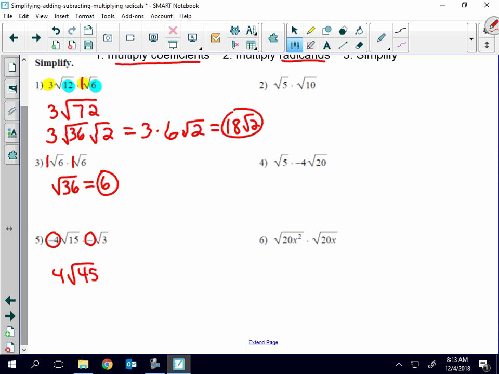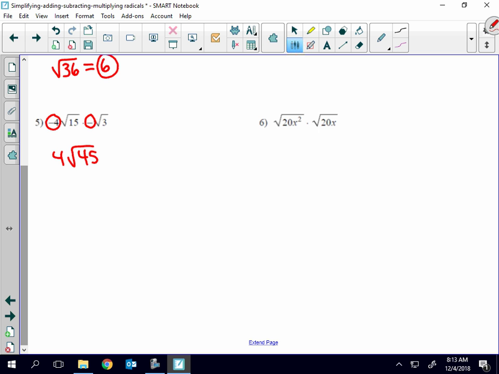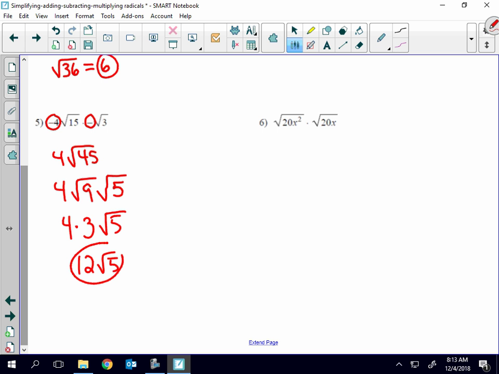And the square root of 45, let's see, I'm going to get a 9 and a 5 for my perfect square factor being 9. And the square root of 9 is 3, so don't forget this is multiplication. And 4 times 3 is 12. And I think that's it.